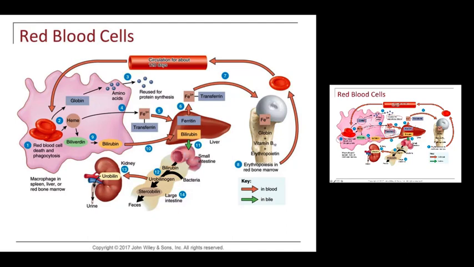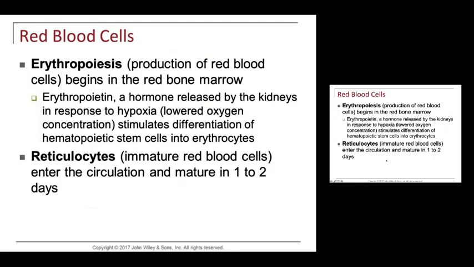Bilirubin goes into the liver, and then bilirubin is catabolized and broken down into urobilinogen, which kind of gives urine its color, and it gets catabolized further into stercobilinogen, which gives feces its color and odor as well. Okay, so that's the recycling, catabolism, and breakdown of red blood cells.